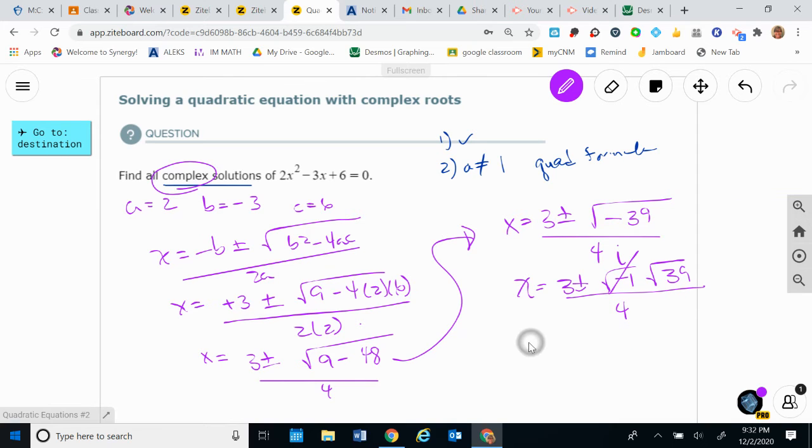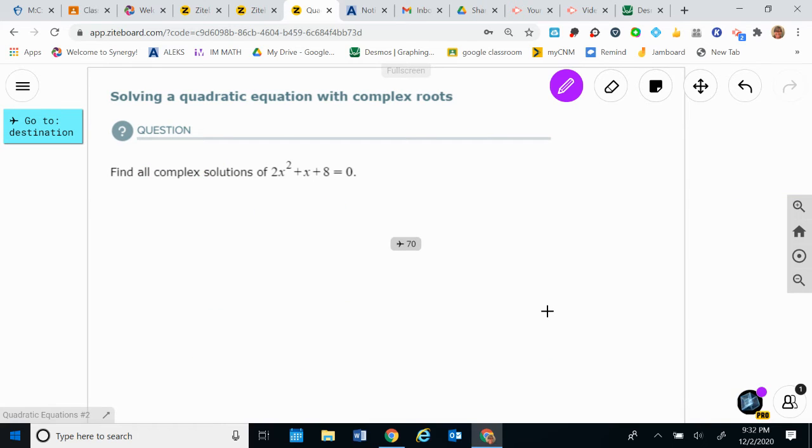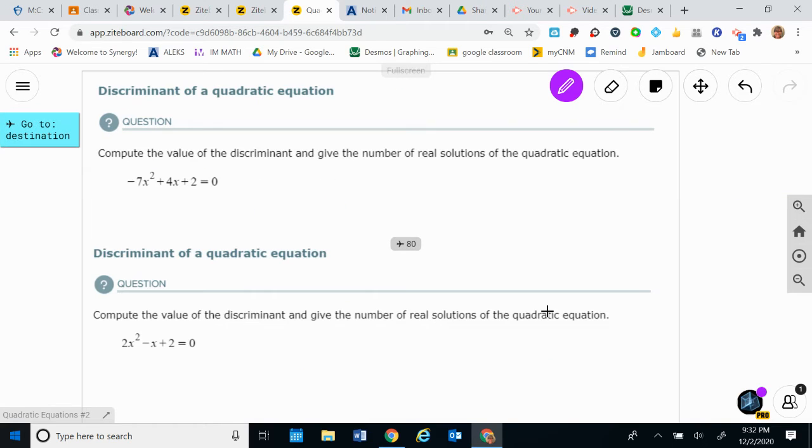I do not remember if we did this or not, you guys. Somebody's going to have to write to me and let me know. Square root of 39 times i over 4, and that's the answer. So I'm not sure if we did imaginary numbers, guys, but that's what the answer would be. Okay, here we go. Now we're going to do discriminant.